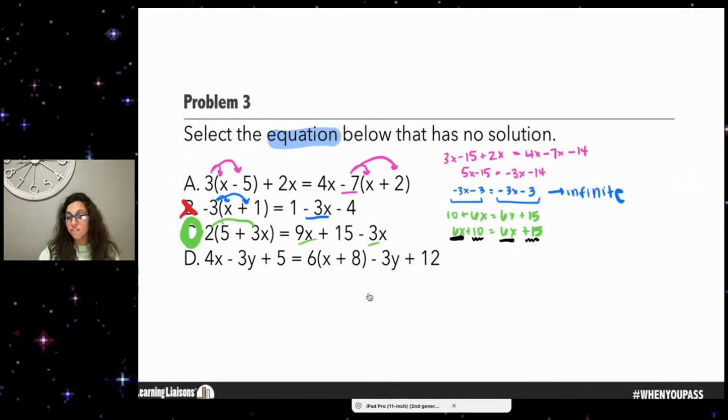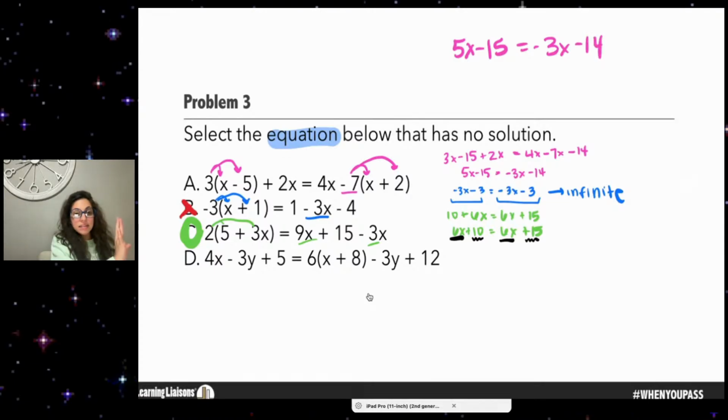And that's why I didn't finish solving the pink or the blue, because I wanted to see if something like this was going to bubble up. A has 2 very different things on each side, so I was likely going to be able to solve it and get x equals something. Let me show you. 5x minus 15 equals negative 3x minus 14.